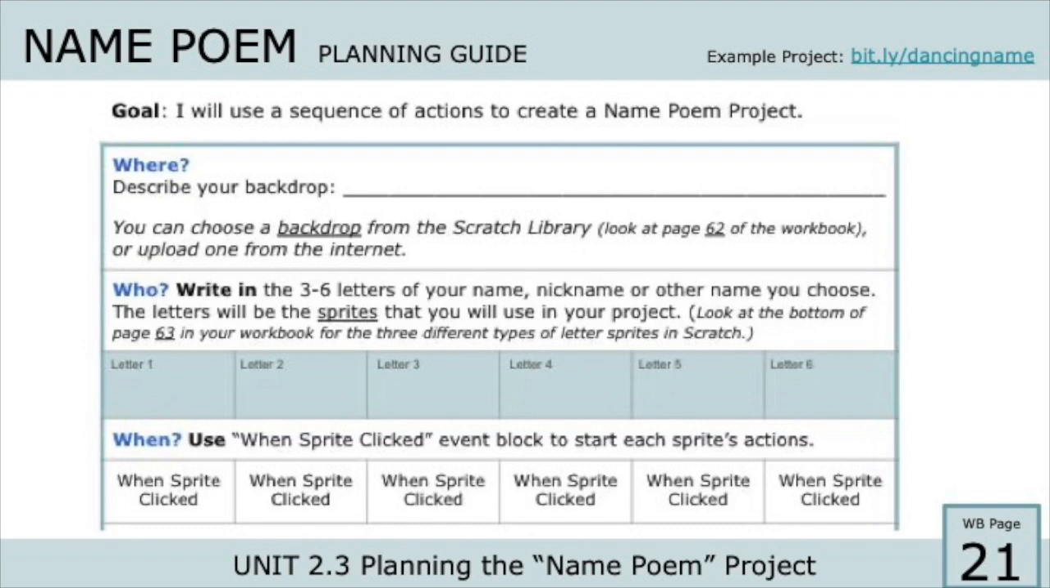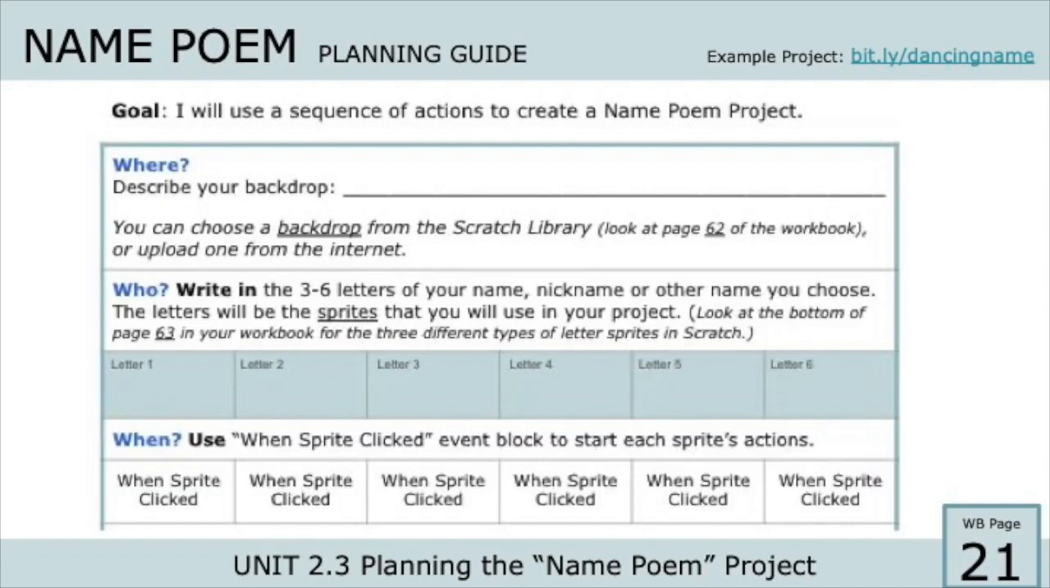So they don't have to just describe it and then hope that they find one. We've actually created a page that gives all the backdrops so that we have those. Then they're going to put in the letters of their name, their nickname, or another name, their pet's name, their team name, whatever they want. So they'll put those into these squares here. If they need a few more, they can add some squares.